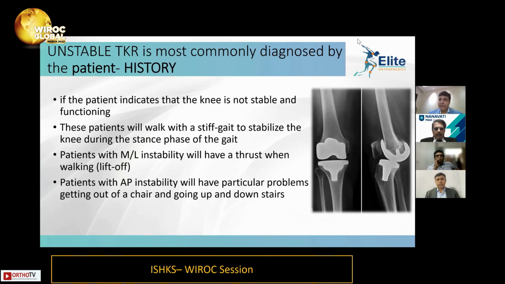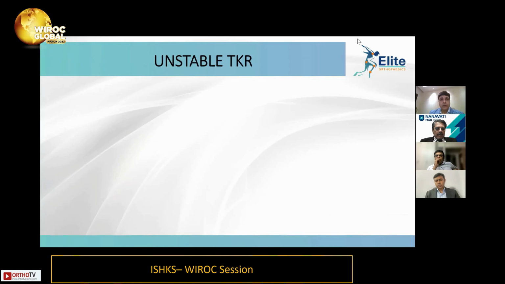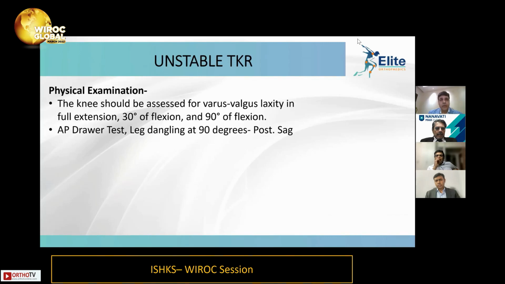So it is the patient who normally tells you that I have an unstable knee. When you look at the history, the patient comes back to you saying my knee is not stable, it is not functioning well, I have difficulty descending stairs and getting up from a chair. Or when you make them walk, in cases of ML instability, you will find a lot of thrust and lift-offs. In the unstable TKRs, the physical examination, whether it is intra-op or in patients coming back to you in the post-op stage, is assessing your varus valgus laxity in full extension, 30 degrees of flexion, 90 degrees of flexion, and at times in full flexion also.